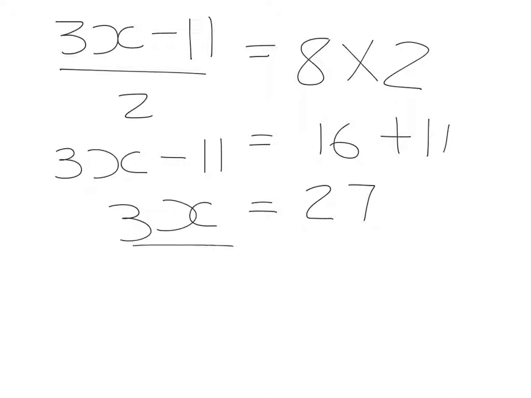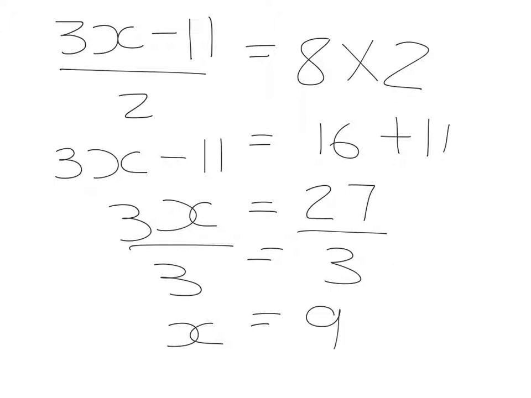Okay, now we're left with 3x. What do we do here? Well, we divide him by 3 and we divide him by 3, and we're left with x. 3 goes into 27 9 times. And that's our answer. Let's do another one, just slightly more complicated so you can see what I mean again.